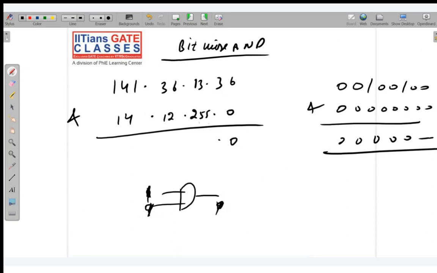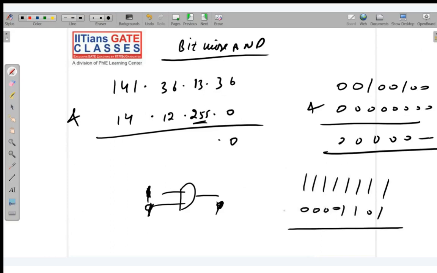So if we have 255, means all ones, 1 2 3 4 5 6 7 8, and here we have 13. So what is 13? 1101. So every last 4 bits will be 0. So if we do AND, we will get 1 1 0 1, all the 4 zeros. So directly, whatever we have inputted, we have got it. So 13 will be our answer.